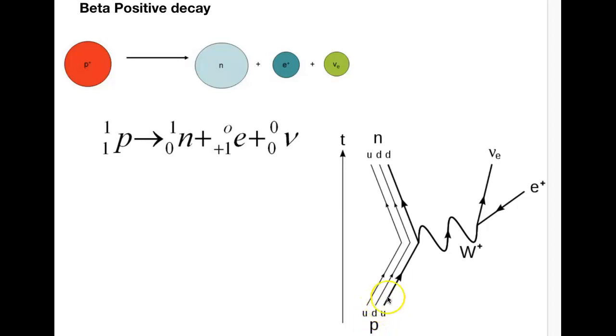One of those ups becomes a down, and as a consequence, this time a W plus boson is given off. We're still moving up, and this time a neutrino and a positron are given off. Notice that the positron is going in the opposite direction because it's antimatter. I hope this makes sense to you now.